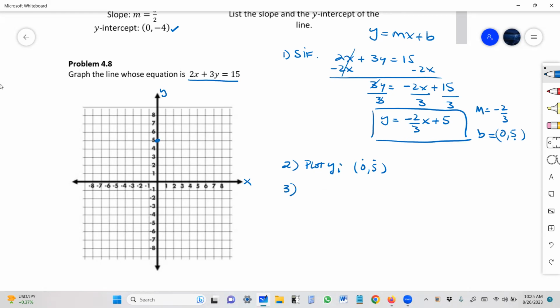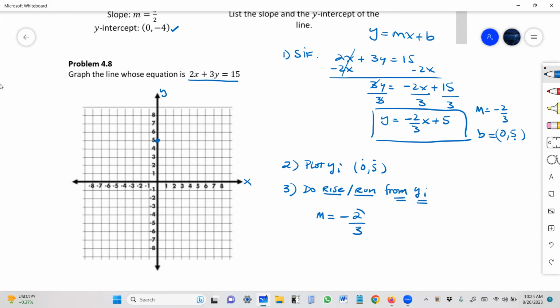Plot the y-intercept. Step 3, we're going to do what we call rise over run from the y-intercept. The details are in the workbook itself, and here I'm only summarizing. Rise over run is my slope, which in this case is negative 2 over 3. Now this is what you're going to do. You're going to start at the y-intercept, which is this location here.